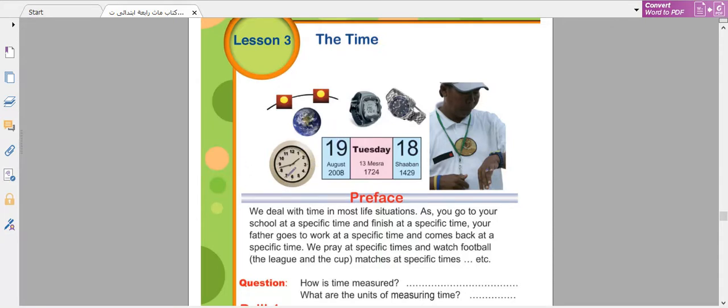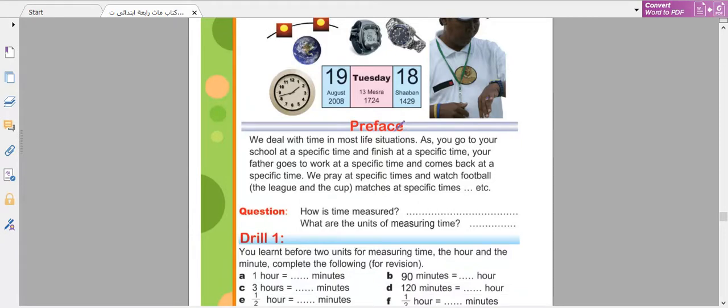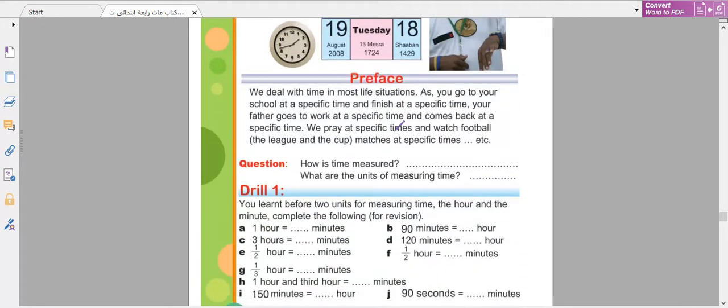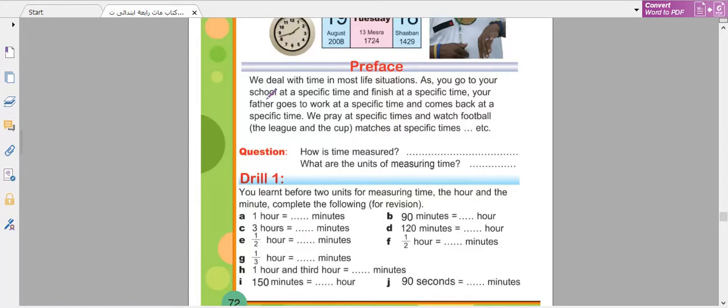So we use a watch and a clock to know what today is and what the time is. We deal with time in most life situations, as you go to your school at a specific time and finish at a specific time. Your father goes to work at a specific time and comes back at a specific time. We pray at a specific time and watch football also at a specific time, etc.